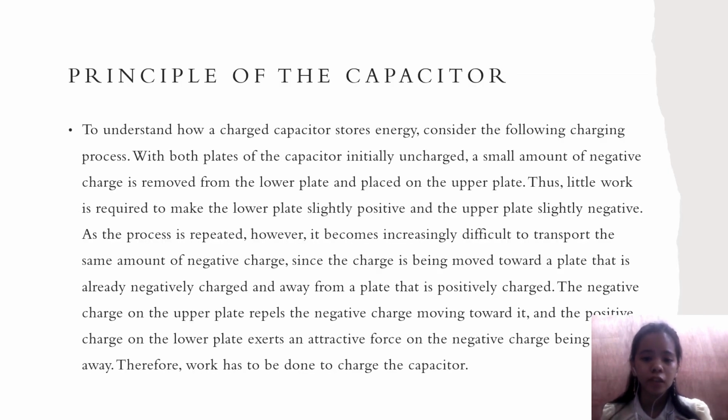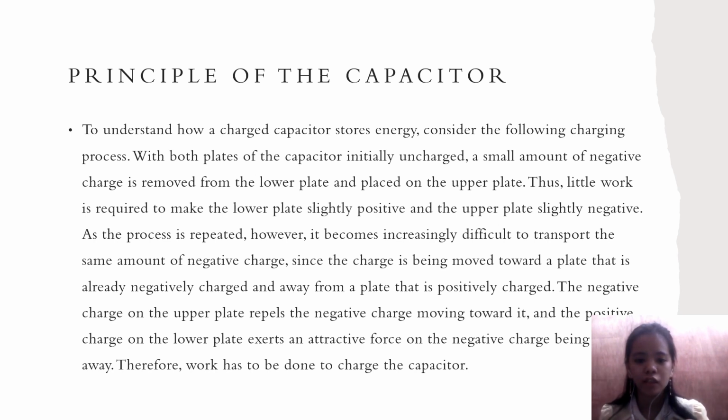So next, the principle of capacitor. To understand how a charged capacitor stores energy, consider the following charging process with both plates of the capacitor initially uncharged. A small amount of negative charge is removed from the lower plate and placed on the upper plate. Thus, little work is required to make the lower plate slightly positive and the upper plate slightly negative.